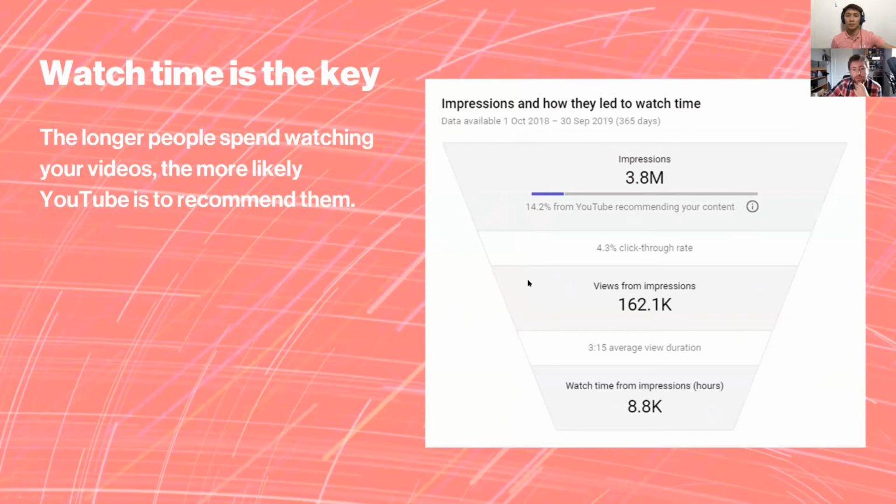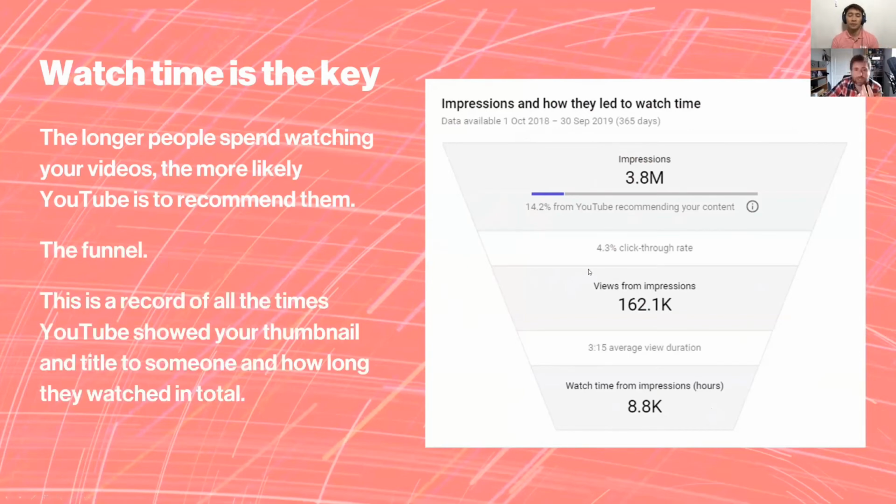So this is called the funnel. And the funnel is YouTube's new way of showing you CTR and watch time, click-through rate and watch time. How much do people click? How much do they actually stay through? And this is a record of my calendar year between October 2018 and September 2019. And this is just when YouTube showed a thumbnail to people. It doesn't include direct links. And they've shown it to people 3.8 million times at a 4% click-through rate, which is normal on YouTube.